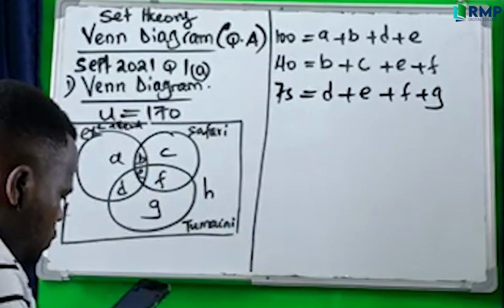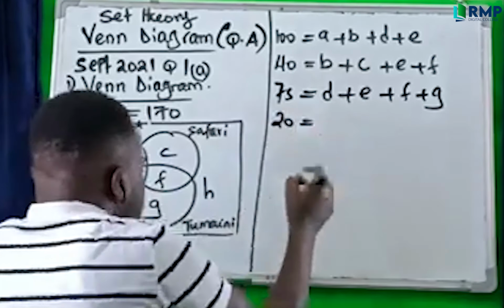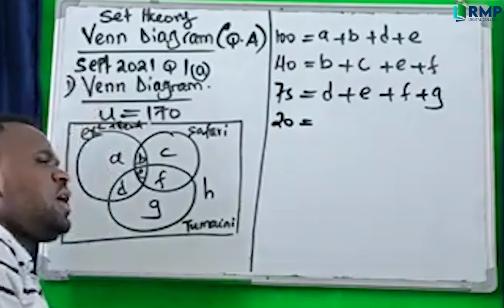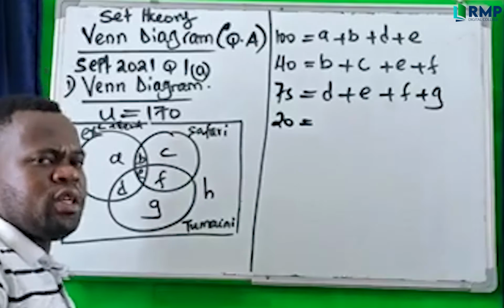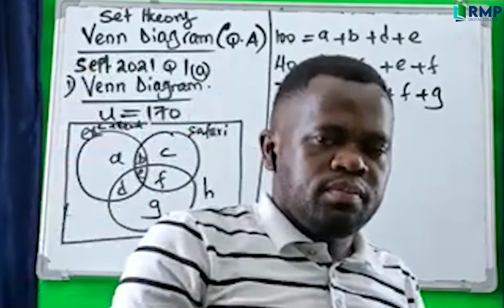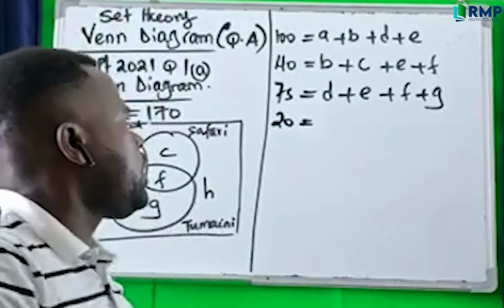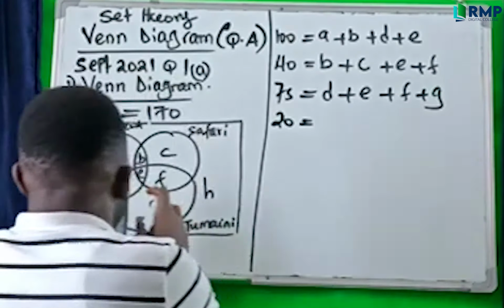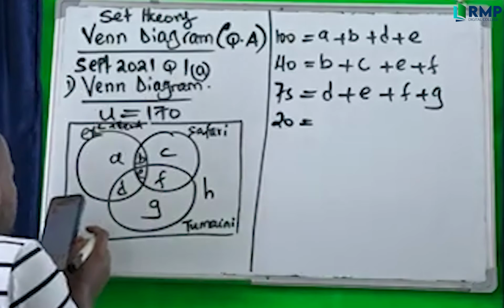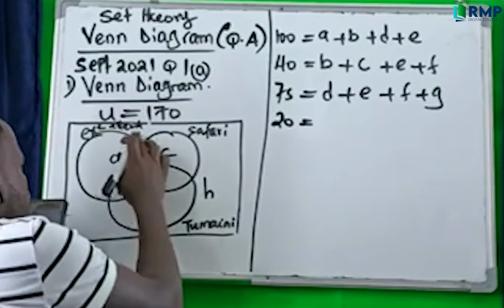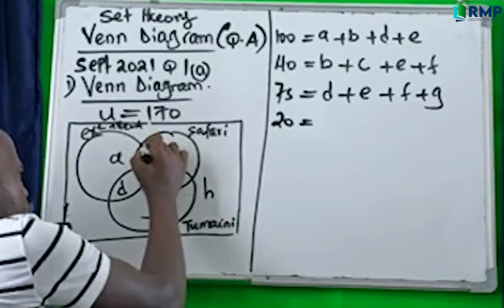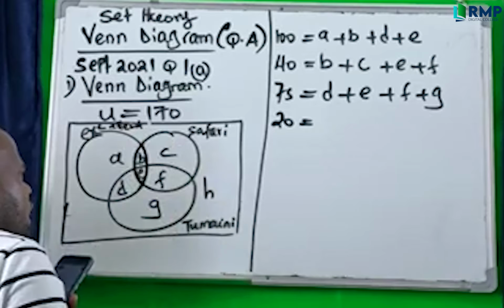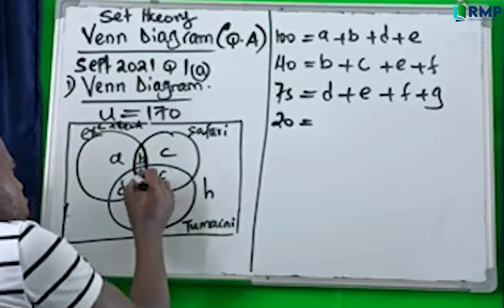We also have 20 travelers who preferred Excellent and Safari Connections. 'And' means intersection, the elements common to the two subsets. The Excellent circle intersects with the Safari circle, and the shared ones at the common region are B and E, so B plus E.